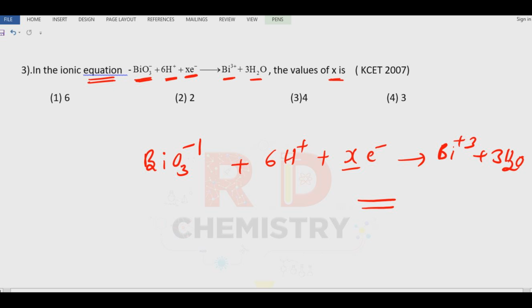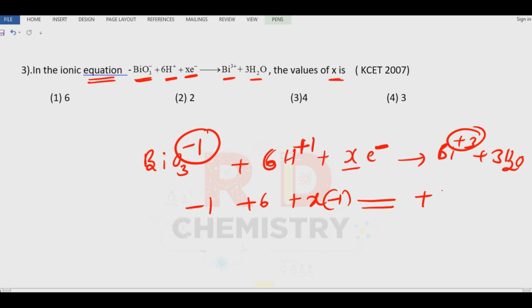Charges should be equal on both the sides. So this is minus 1 here, correct? So this is 6 into plus 1 charge, so plus 6. Here, electrons are negatively charged, so it is minus 1, but unknown is X. It should be equal to this side, Bi plus 3, correct? But water is neutral, 0 charge. Total, right? Clear? So we'll solve this one.